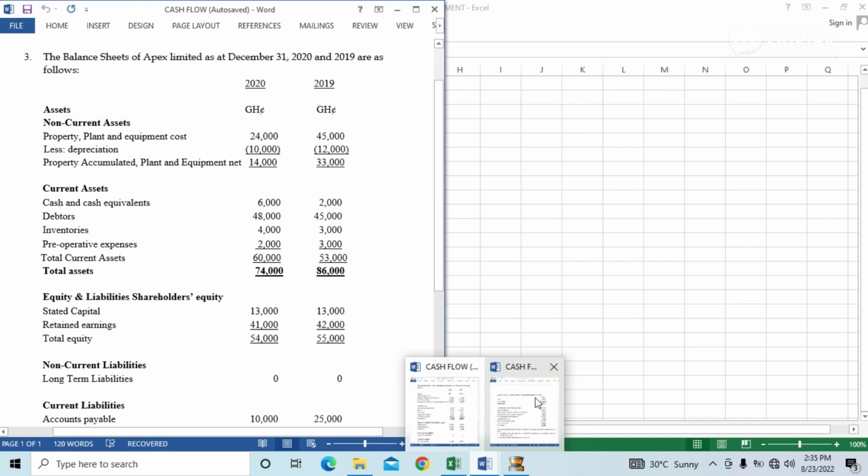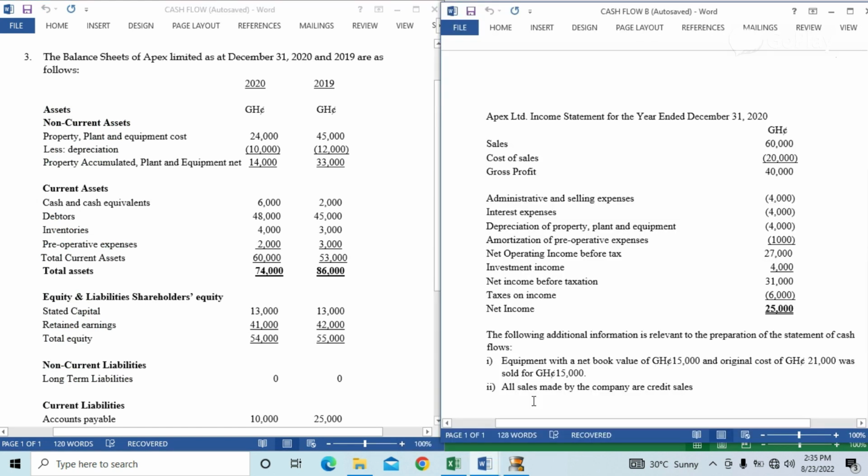And mind you, under the cash flow statement, it is only the cash items that go there. So credit sales doesn't go there, depreciation, bad debt, those stuff doesn't go into the cash flow statement. Under the direct method, they don't feature over there. So now let's start with how to prepare the cash flow statement.